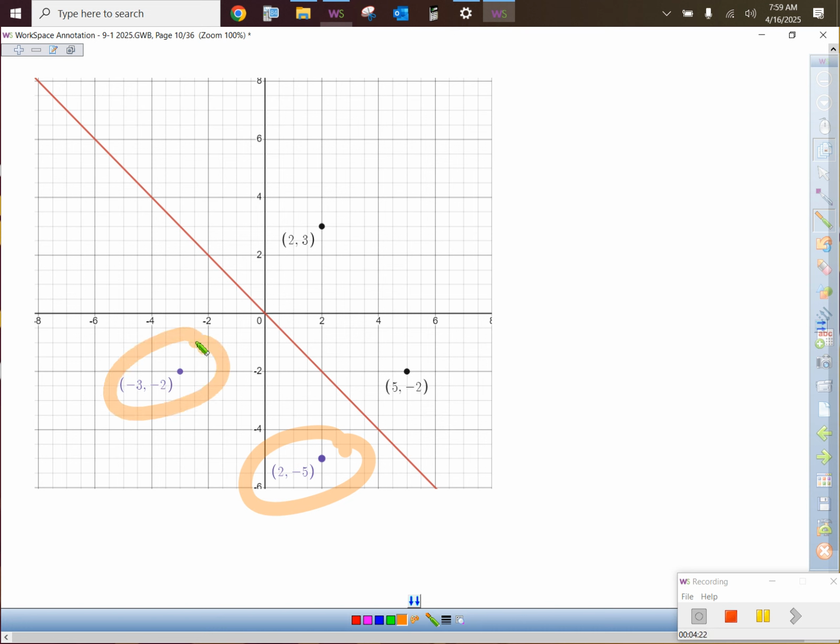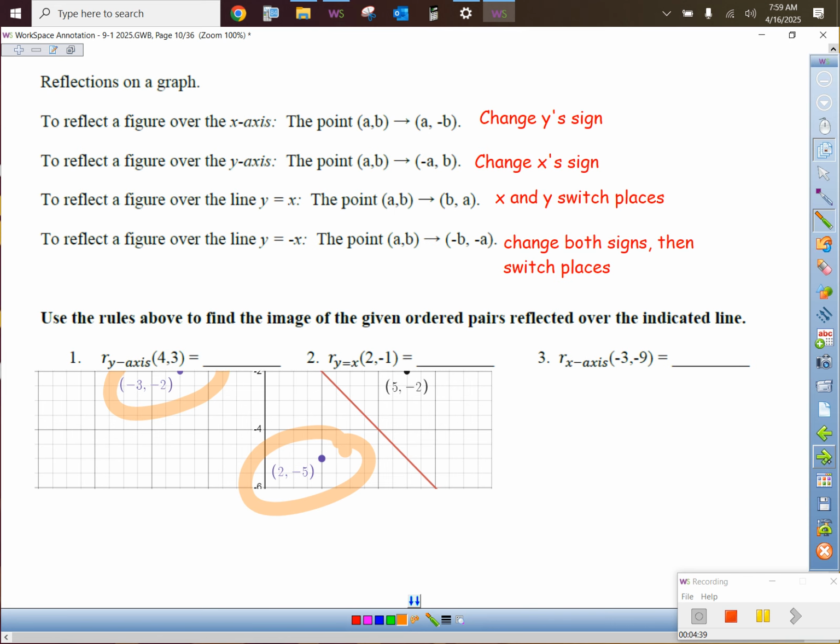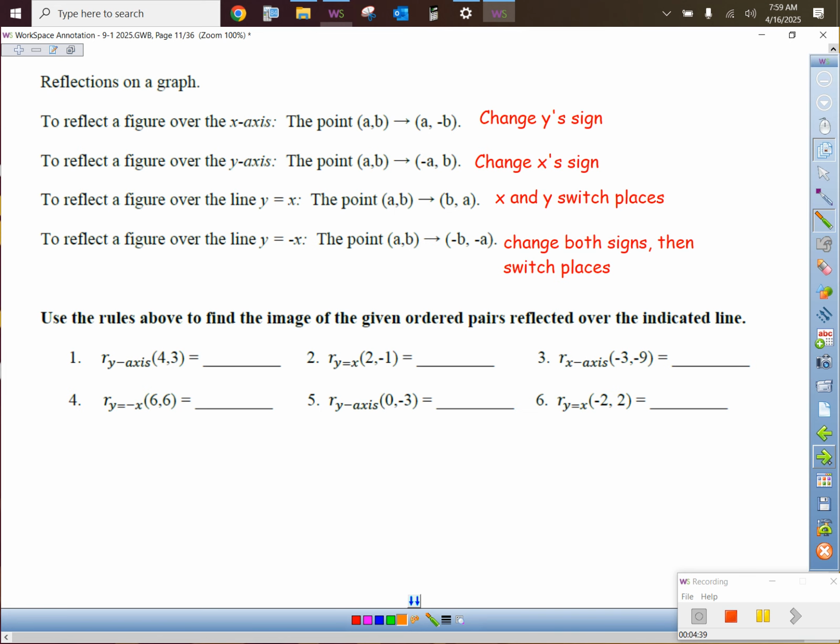First question, are the signs the same or are the signs different? Signs are different, right? This was a +2. It is now a -2. This is a +3. It is now a -3. Places, did they stay the same or did they switch? They switched. That's the rule, man: change both signs, then switch places.